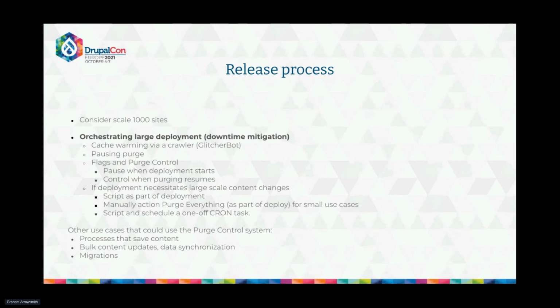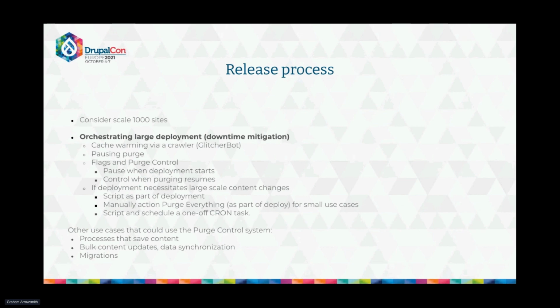If there were small numbers of sites needing specific actions, handle it manually. Or we could script and schedule a cron task to switch back on the purging mechanism via the nightly schedule, or switch it on for sites that haven't, say, got any post-deployment issues. So the purge control system allows us to pause purging when we've got bulk processes that save a lot of content, bulk updates. We've got data synchronization with external systems that may create a lot of changes, or a migration.